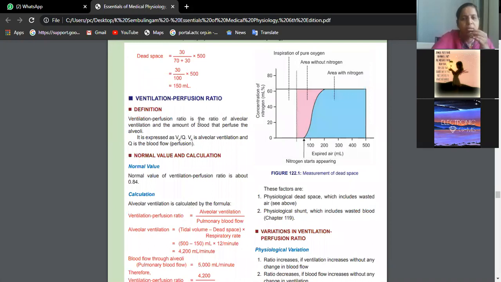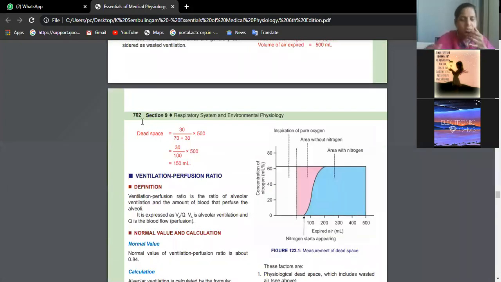So ventilation perfusion ratio, you can look at the screen now. It is nothing but the ratio of alveolar ventilation and the amount of blood that perfuses. What's the page number? The page number for your book and my book may be different, it's 702. Anyhow, I have shared the soft copy. Okay, ma'am, 702 page.